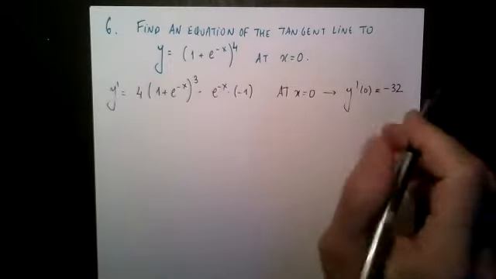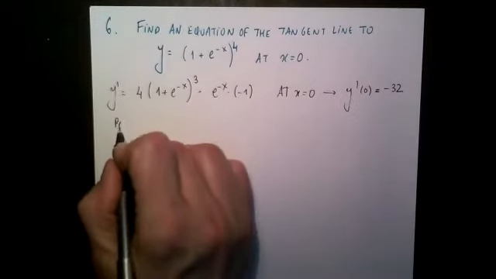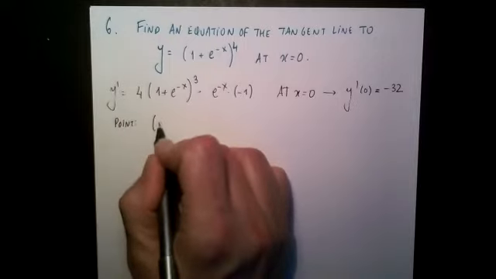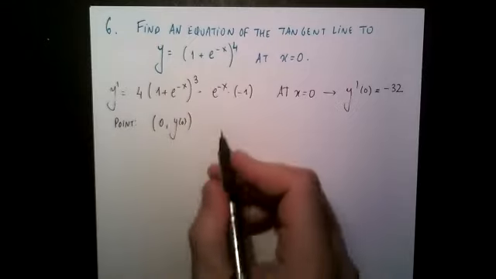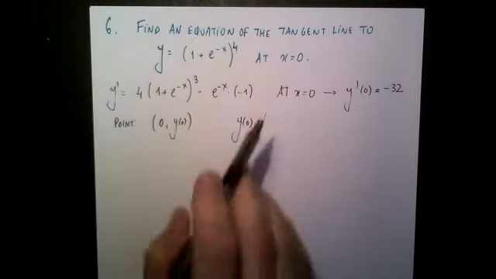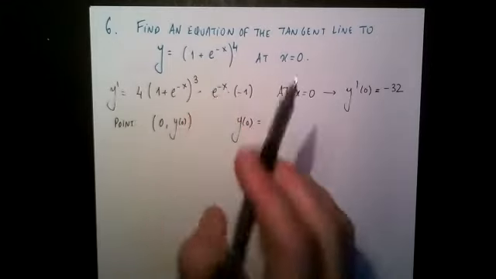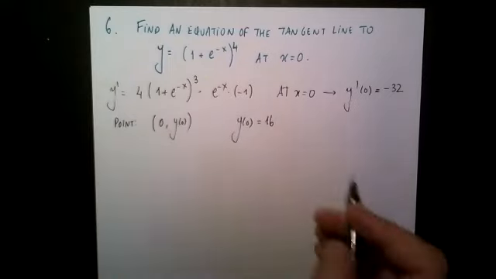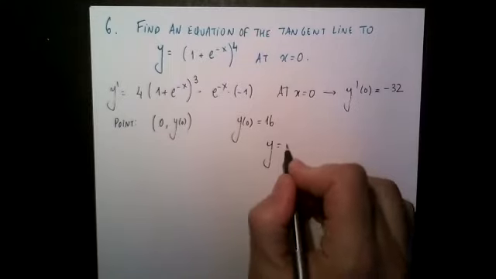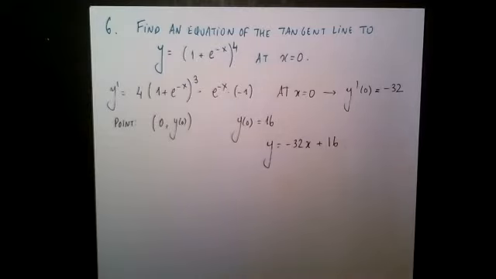This is the slope. And to find the y-intercept, I need a point. So what point do I have? So x is 0, and y will be y of 0, which is what? What's y of 0? You just plug in 0 into the function. 1 plus 1 is 2, power 4 is 16. So (0, 16), that's the y-intercept. So right away, y equals mx, minus 32x, plus the y-intercept, which we found right away as 16. And that's the correct answer.